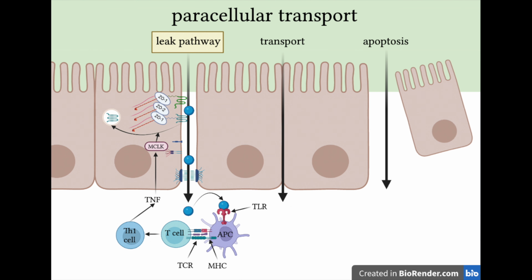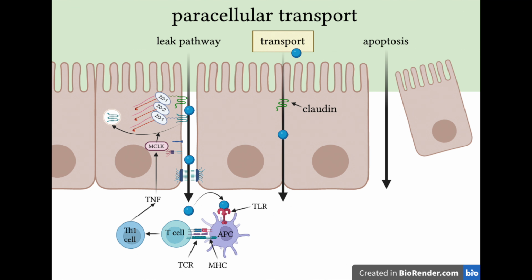TNF-induced myosin light chain kinase activation, or MLCK, seems to increase paracellular flux through the leak pathway. Through formal transport, tight junction-associated claudins define small pores that are the primary determinants of charge selectivity. They exclude molecules larger than 4 angstroms. Expression of claudins can vary by organ and by region within organ, and is modified by external stimuli like cytokines.